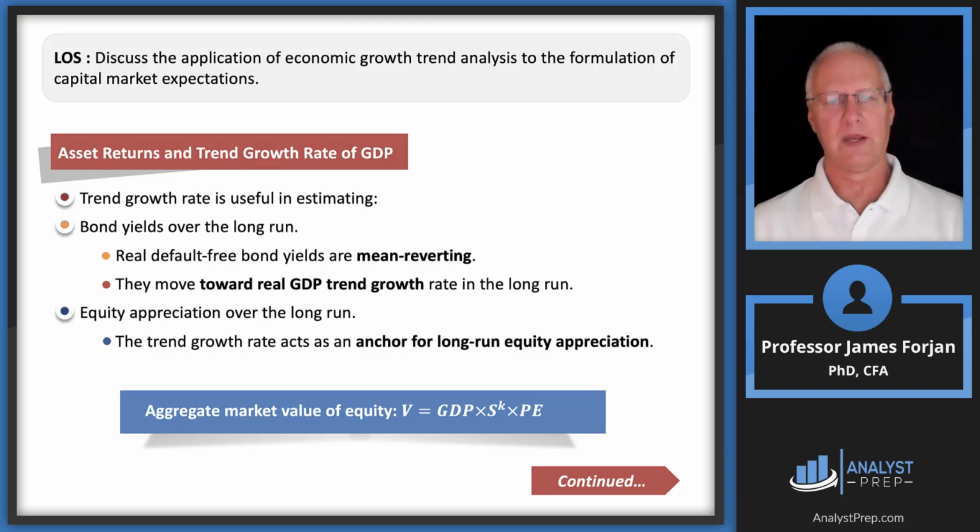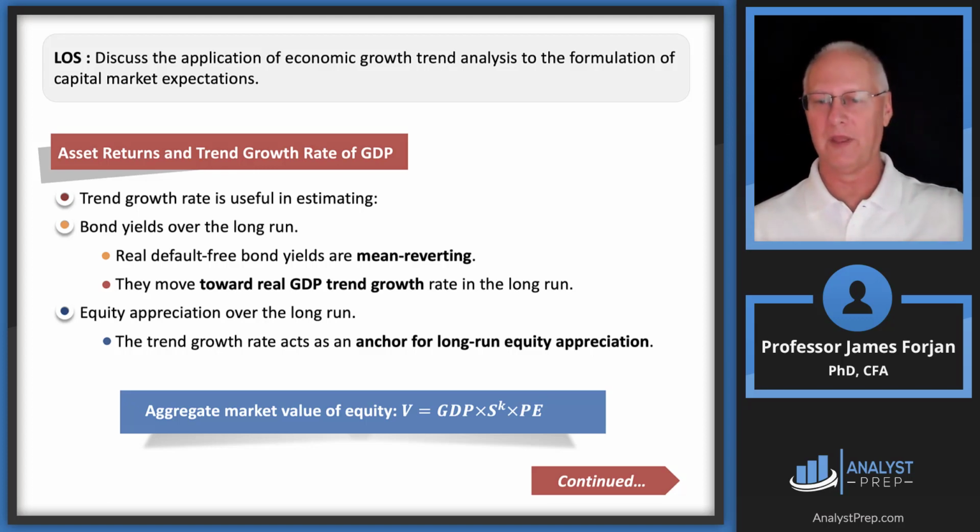The trend growth rate acts as the anchor for long-run equity appreciation. Here's a simple equation in the blue box. Let's look at the total market value of equity. Let's start with GDP and multiply it by what the reading uses as S raised to the K. That's some kind of earnings ratio, total earnings over GDP.